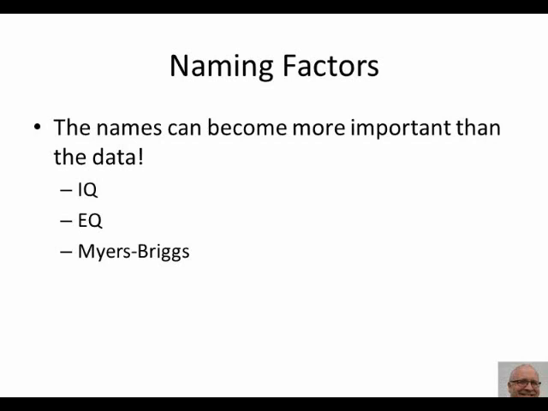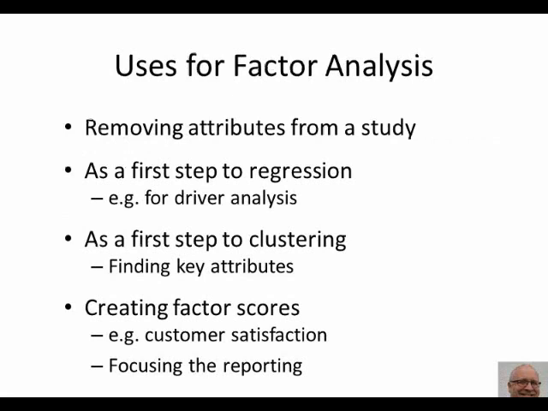So the term IQ has been a term of abuse and a term of praise. Emotional quotient, the Myers-Briggs categories, when we start to think about different measures within brand advocacy and so on, quite often the names become more important than the data. So that's why I would really strongly suggest naming the factors as late as possible in the process, so that you've got a really good understanding of the data and that they give you the best possible representation.